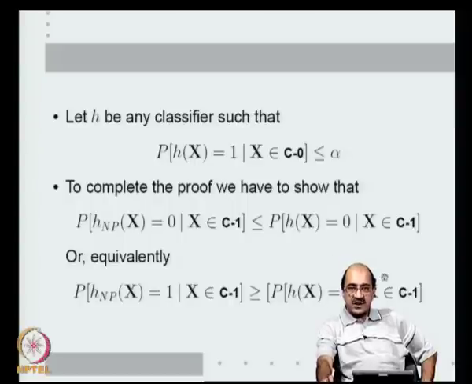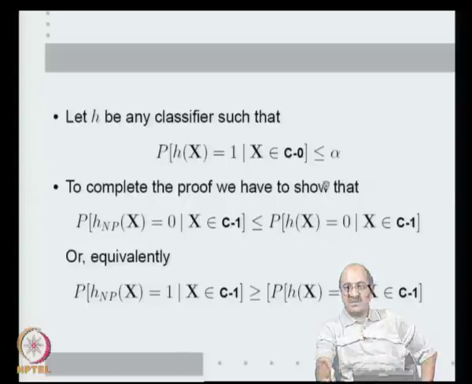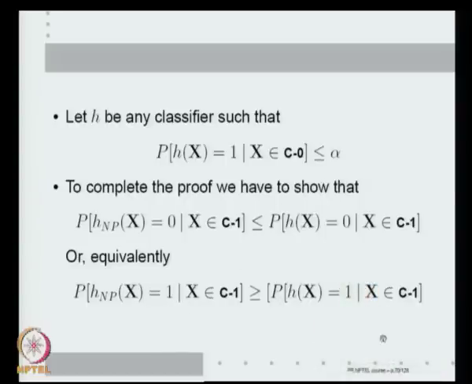We actually will not show it in this form. The way we will show it is, we will show the complement of this event. So, we will show that the probability h_NP(x) is equal to 1 when x belongs to C1 is greater than or equal to the probability H(x) equal to 1 when x belongs to C1. So, instead of showing that the probability h_NP(x) equal to 0 is less than the probability H(x) equal to 0 when x belongs to C1, we are showing that for the complement event, the probability h_NP(x) equal to 1 is greater than the probability H(x) equal to 1.